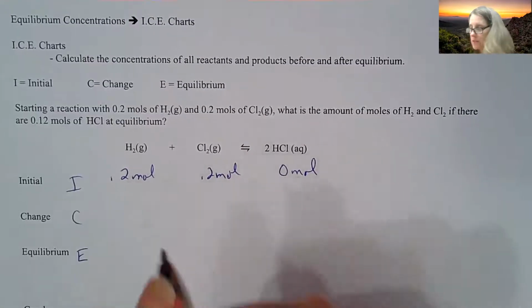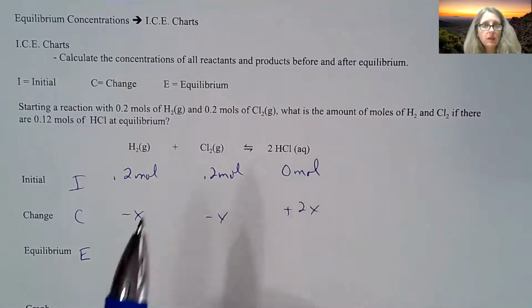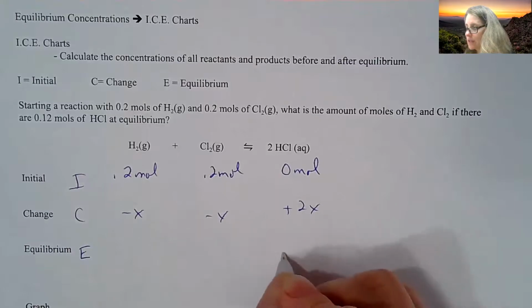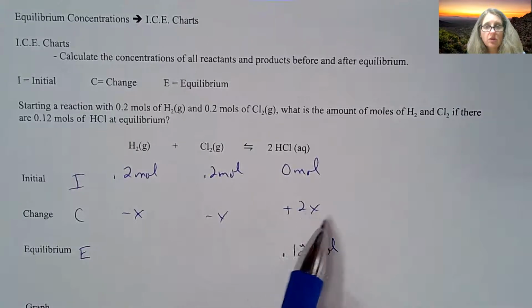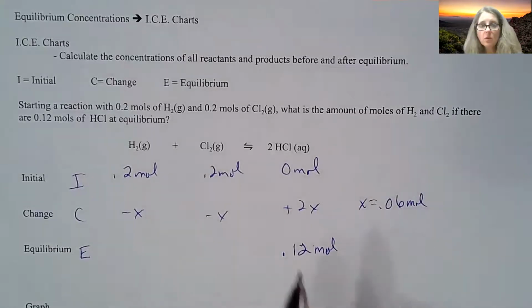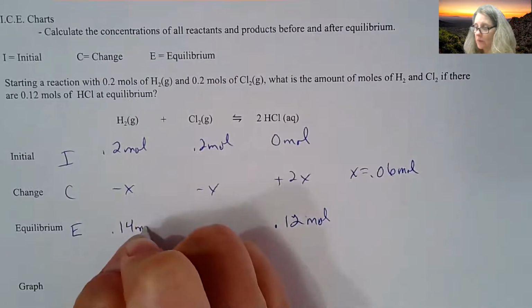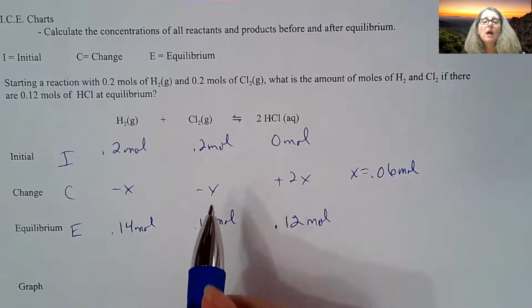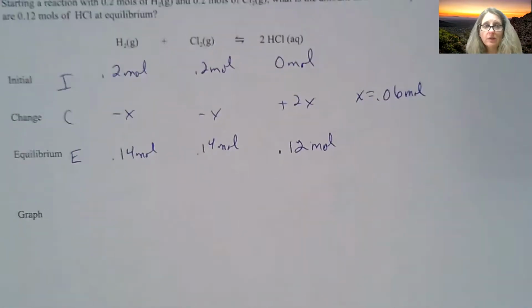So I have this going down by x, this goes down by x, this goes up by plus 2x. What's interesting about some of the problems you're going to see is that I'm going to give you something at equilibrium, which is the HCl. So that's going to be 0.12 moles. Now this is 2x, so that must mean x is equal to 0.06 moles. Once I know that, I can subtract that from 0.2, and I get 0.14 moles for my H2 and my Cl2. Please note, it just so happens that they end up to be the same. That is not traditionally always going to be that way.